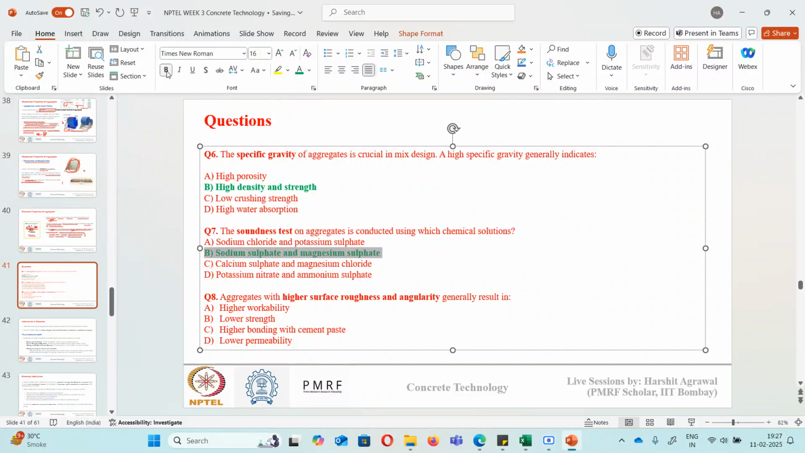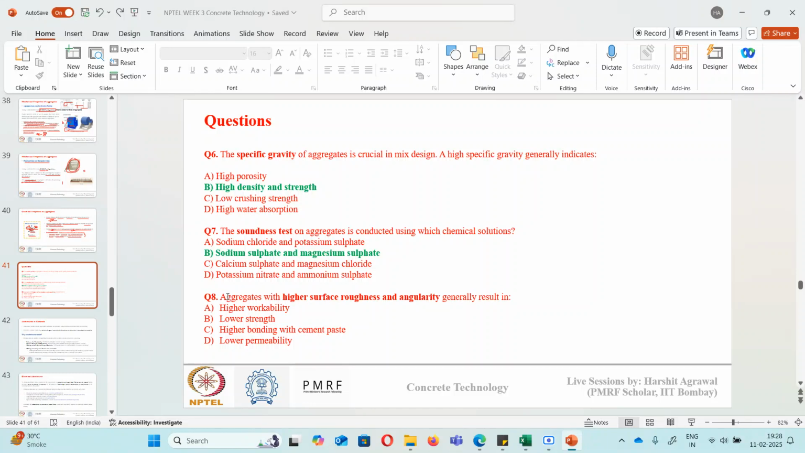Why? Because they can cause the formation of a salt crystal within the aggregate pores, and that salt crystal will lead to expansion, possible disintegration in aggregate if they are not durable. So using these two chemicals I can see whether my aggregates are durable or not, because they can cause formation of salt crystals within the aggregate pores. And if that crystal is formed, there will be expansion which I can detect.